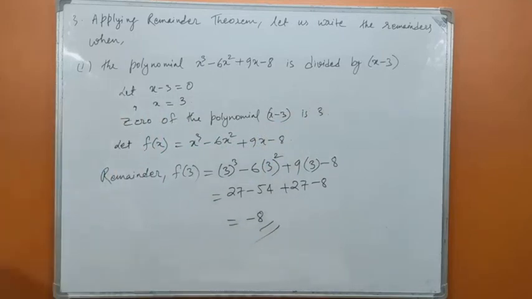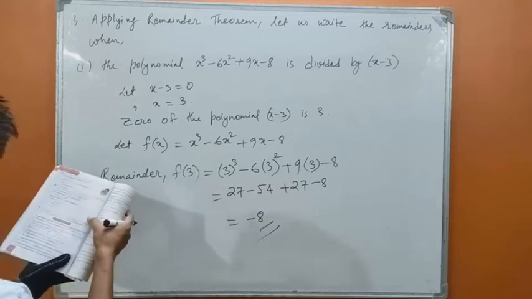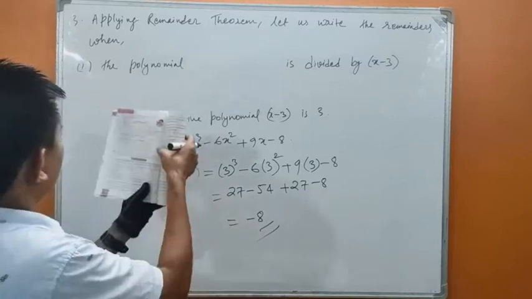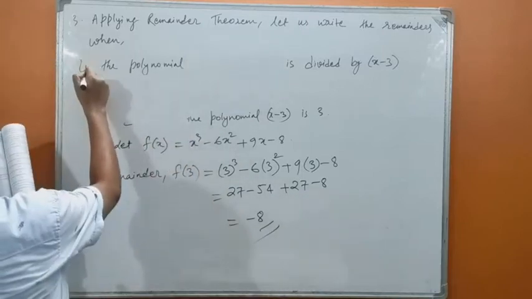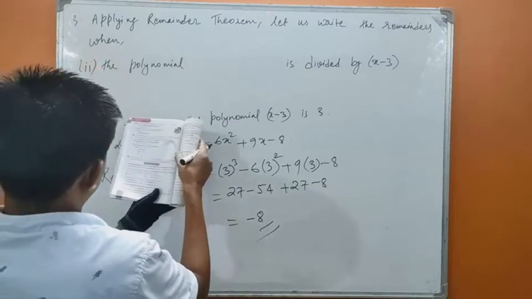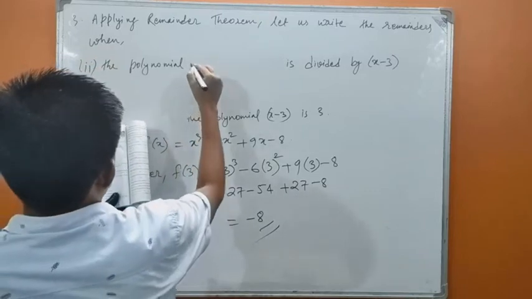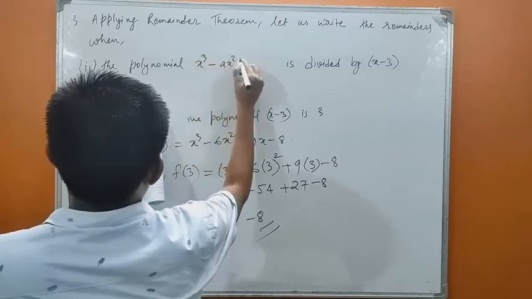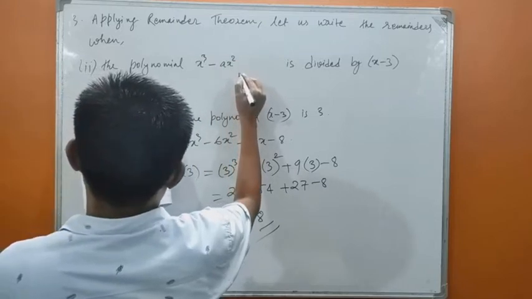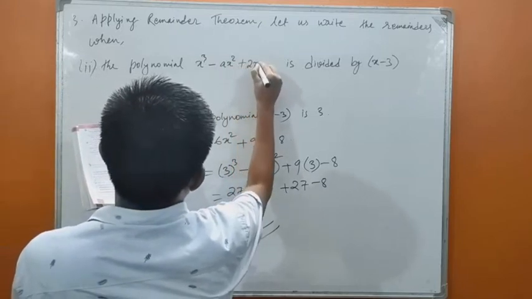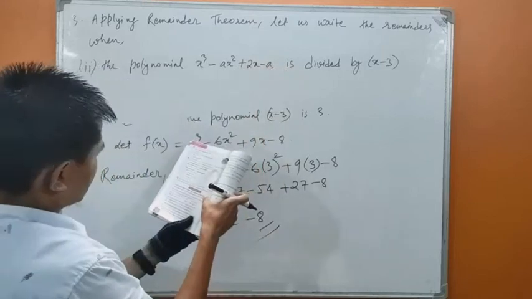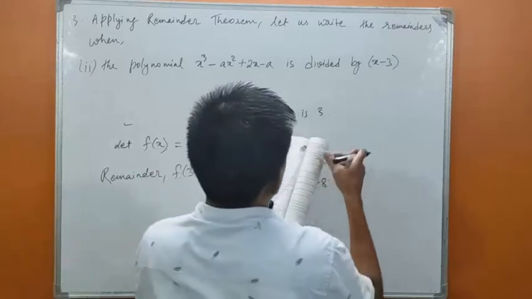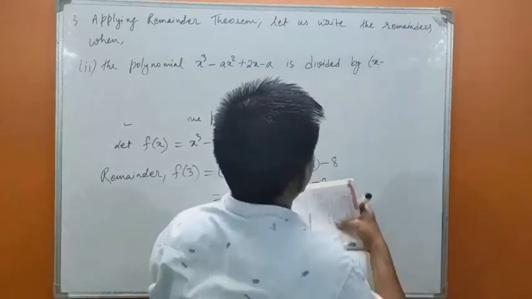Now let us quickly move on to the next question, number 2. Number 2 is, please take the screenshot, I am going to erase this, okay. The polynomial number 2, the polynomial x cube minus ax square plus 2x minus a is divided by x minus a.